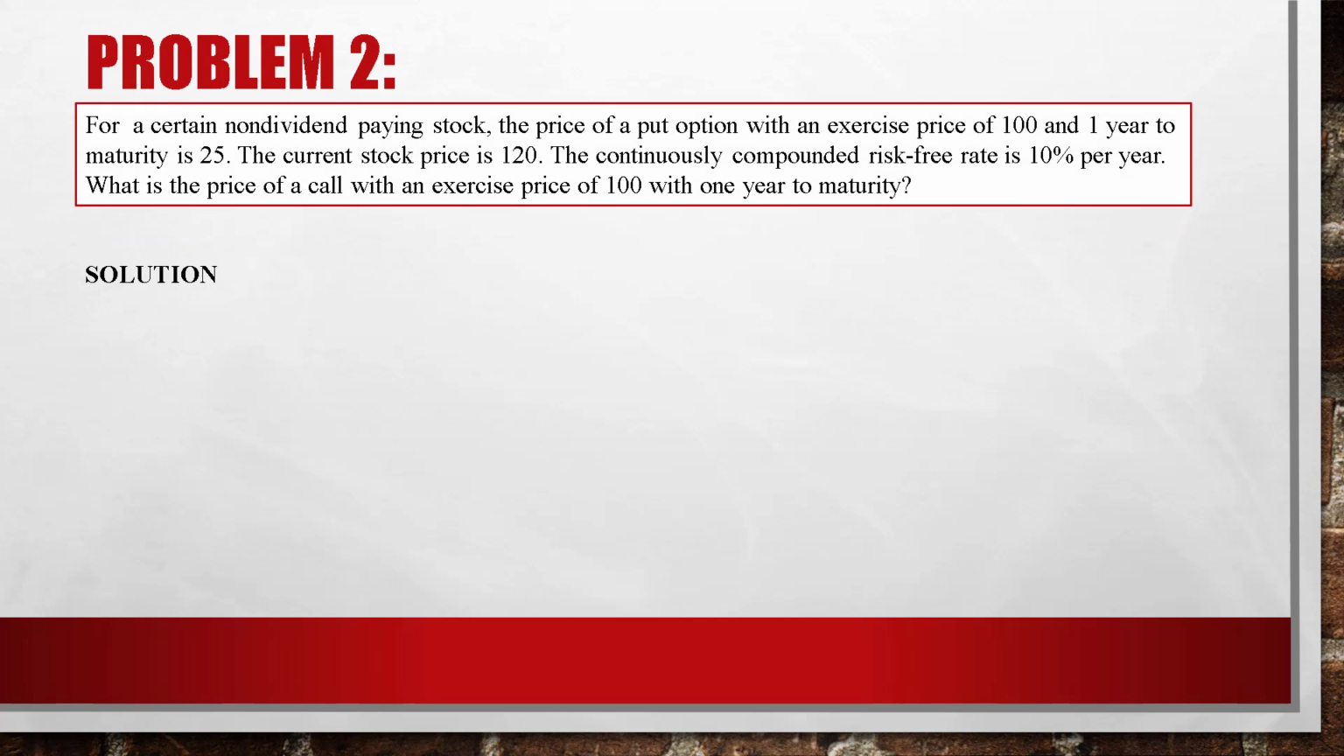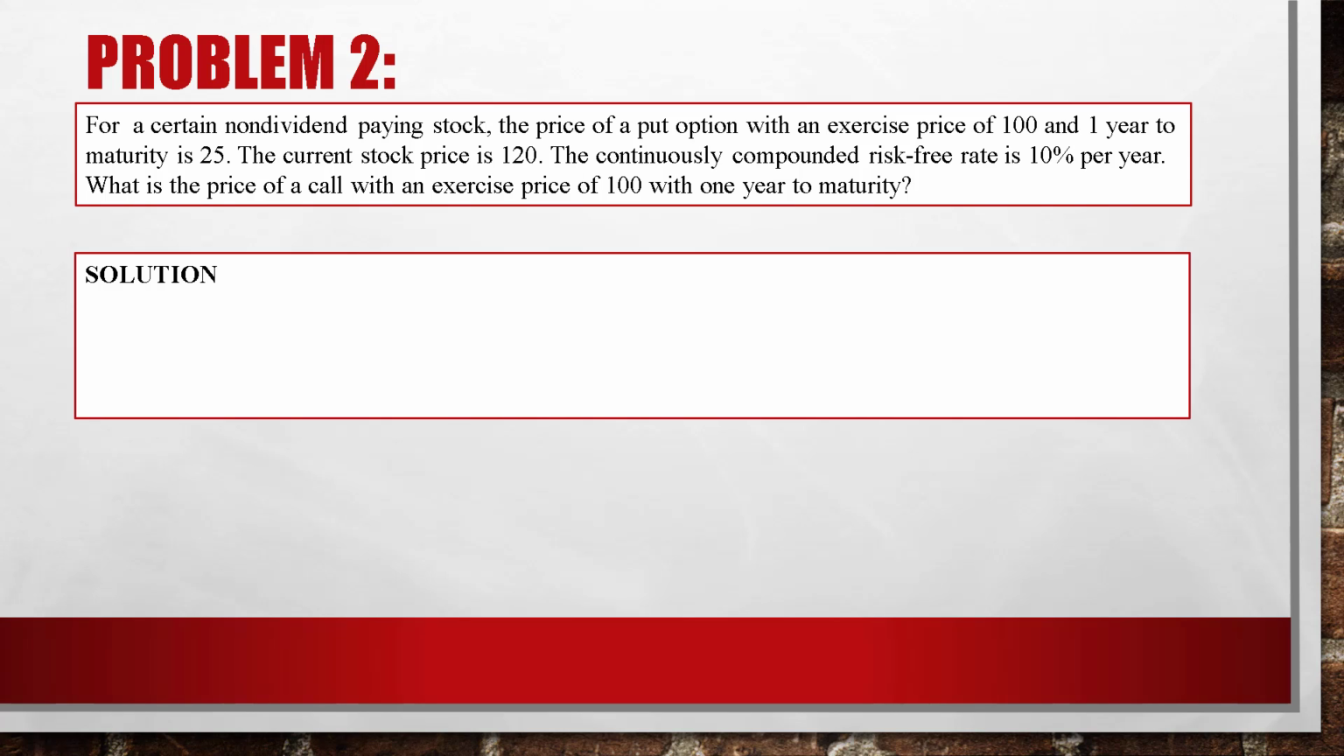Now problem 2. For a certain non-dividend paying stock, the price of a put option with an exercise price of 100 and a year to maturity is 25. The current stock price is 120. The continuously compounded risk-free interest rate is 10% per year. What is the price of a call with an exercise price of 100 with 1 year to maturity?